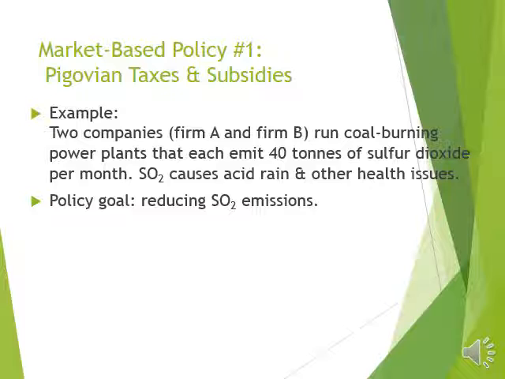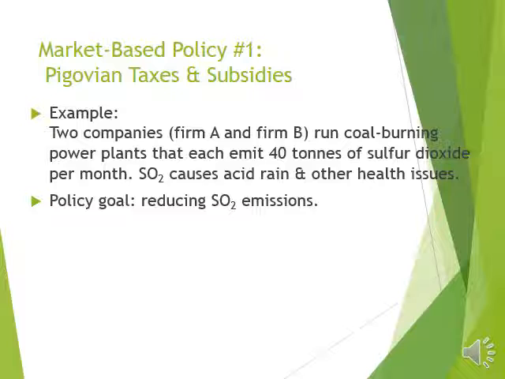Well, the trouble with coal-burning power plants is that they can emit a type of pollutant called sulfur dioxide, and it's quite a bad pollutant. It causes acid rain, and it can actually cause skin irritation. Of course, it also causes global warming. So there's a lot of external cost associated with coal-burning power plants. Now, both of these firms are each producing 40 tons of sulfur dioxide per month.